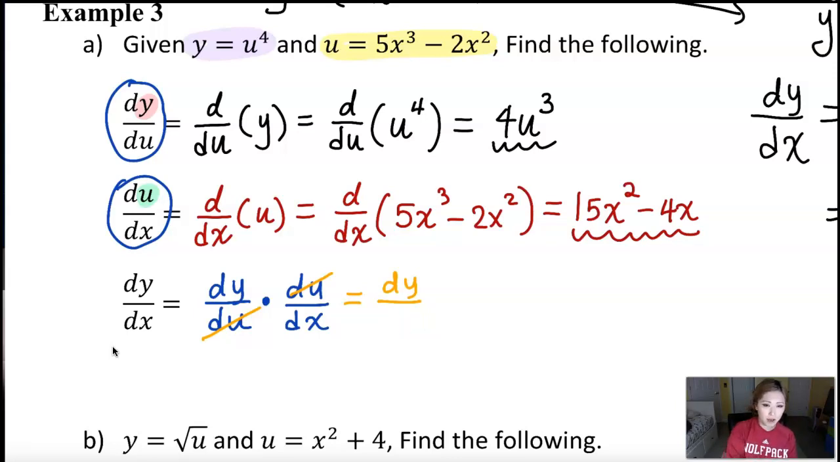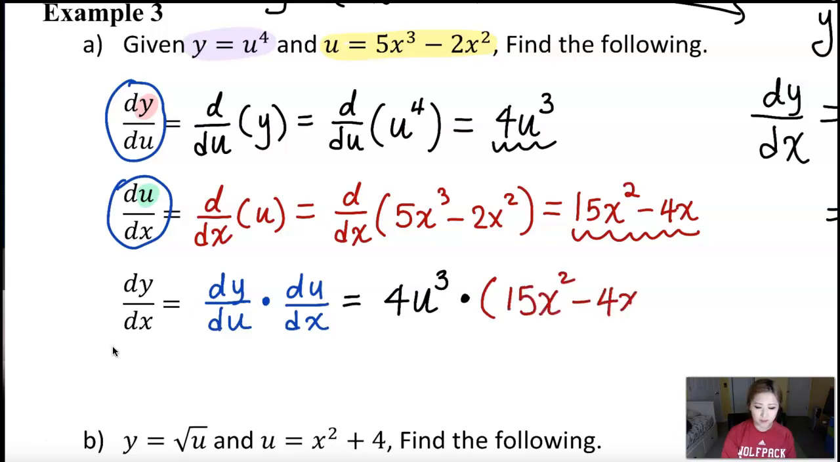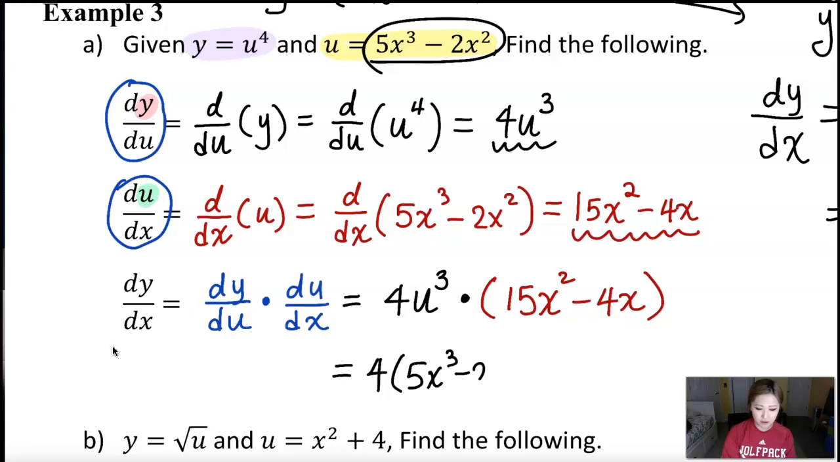Okay, so let me go back a couple steps, cross out those oranges, and say that this is equal to dy/du, which is 4u to the third power, times, and we're multiplying this by du/dx, which is 15x squared minus 4x. And all you now need to do is plug in what u is. So keep the 4, but what was u? Didn't they tell you that u is 5x cubed minus 2x squared?